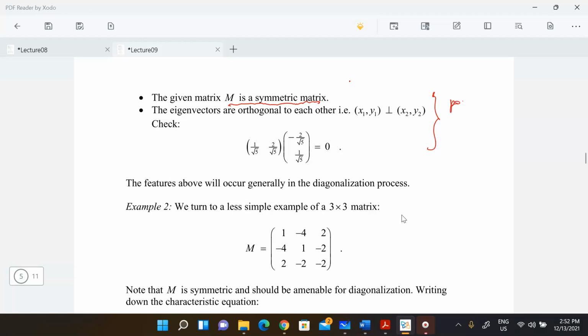Some points to consider for diagonalization.